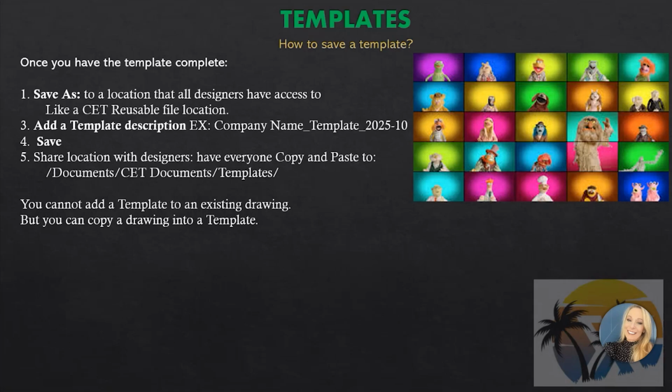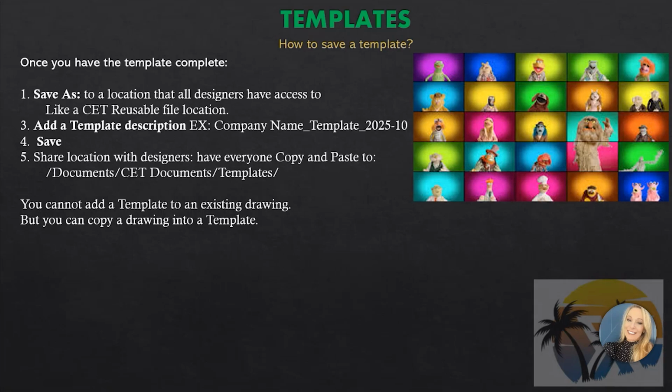What you want to do is save it into a CET reusable file location, and I usually use the company's name, the template, and then the month and year, and then save it, and then ask other designers to take that, copy it into their documents folder. So it's Documents, CET, and Templates. Ours is saved on the cloud. So however you have it saved, that way now when you go there, it's so much easier to update and do a new drawing or new template.